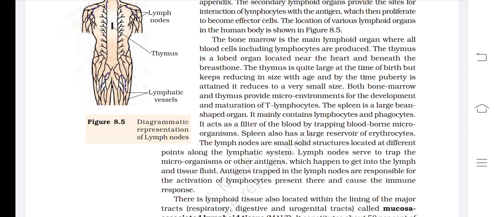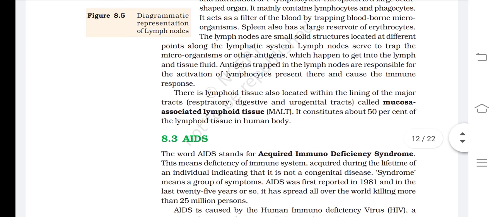The lymph nodes are small solid structures located at different points along the lymphatic system. Lymph nodes serve to trap the microorganisms or other antigens which happen to get into the lymph and tissue fluid. Antigens trapped in the lymph nodes are responsible for the activation of lymphocytes present there and cause the immune response.